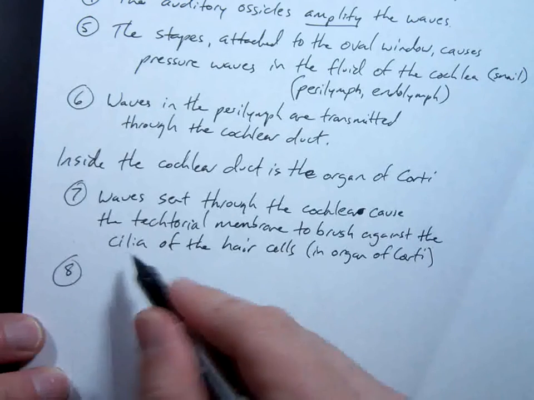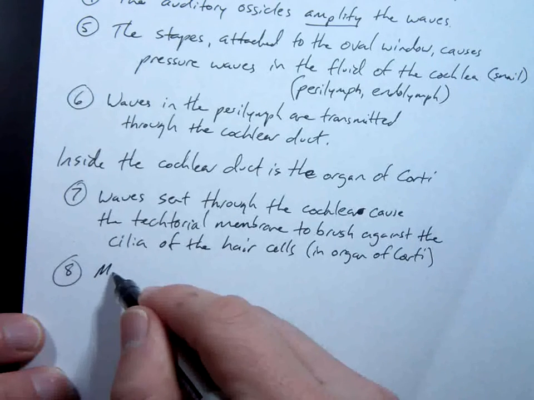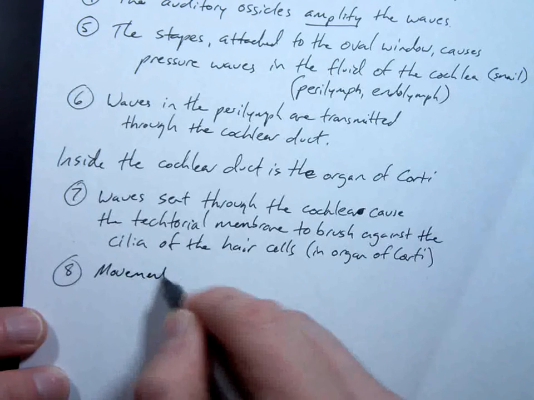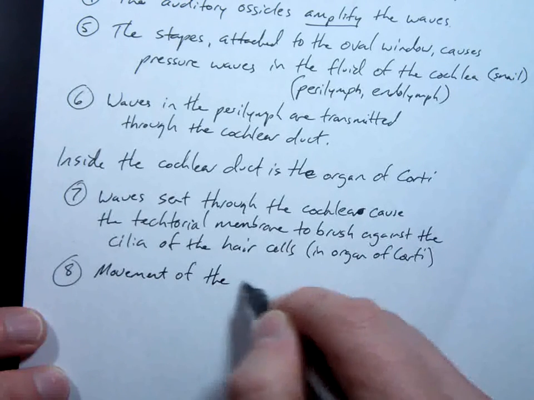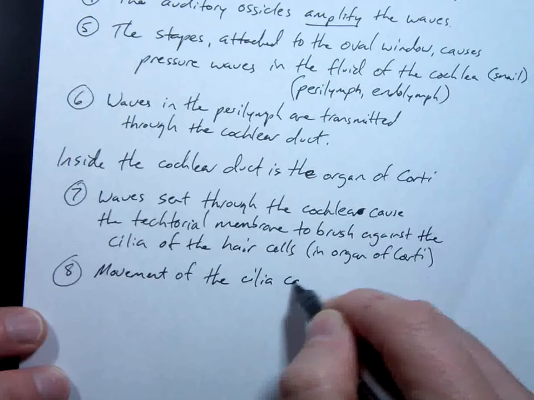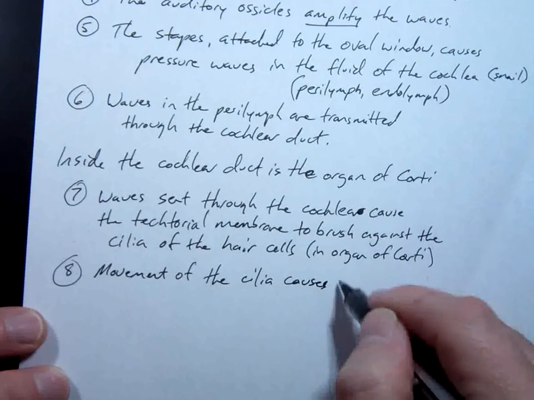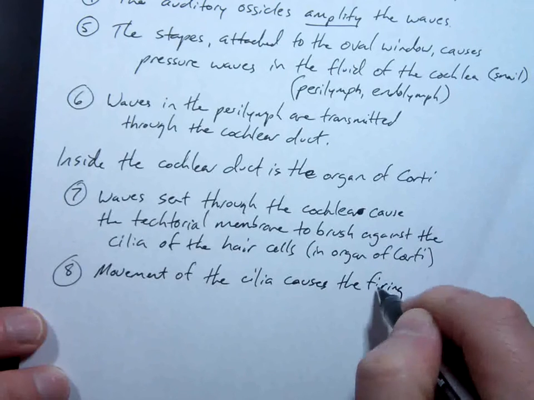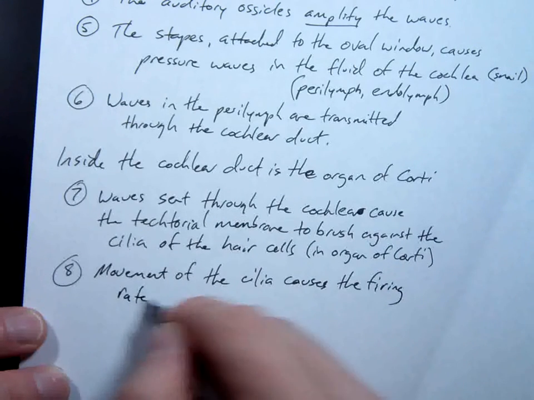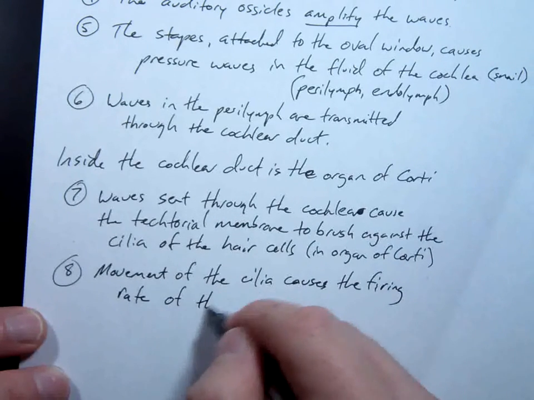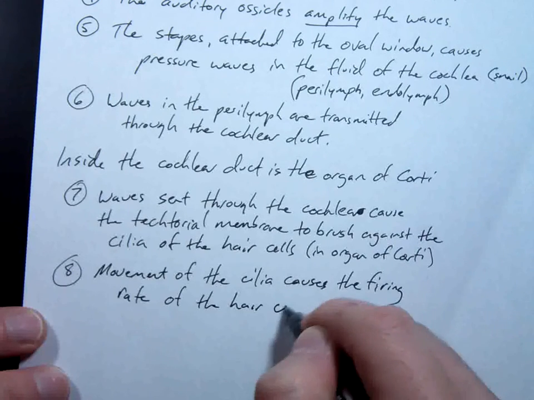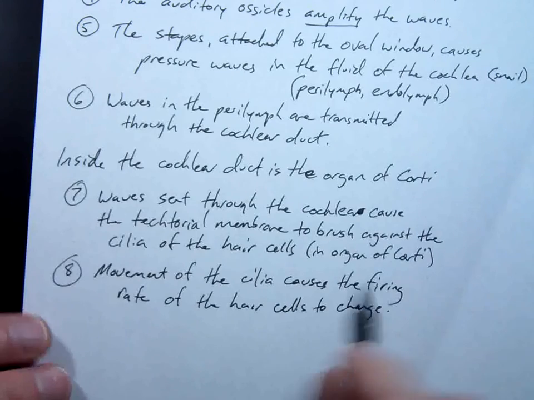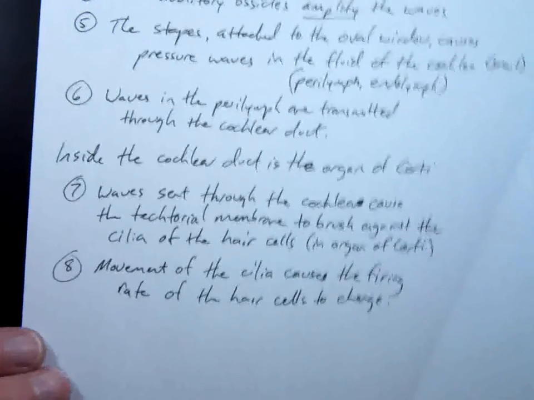All right. This is another important piece here. Just like with balance and equilibrium, movement of the cilia causes the firing rate of the hair cells to change. Why that matters is our last step.